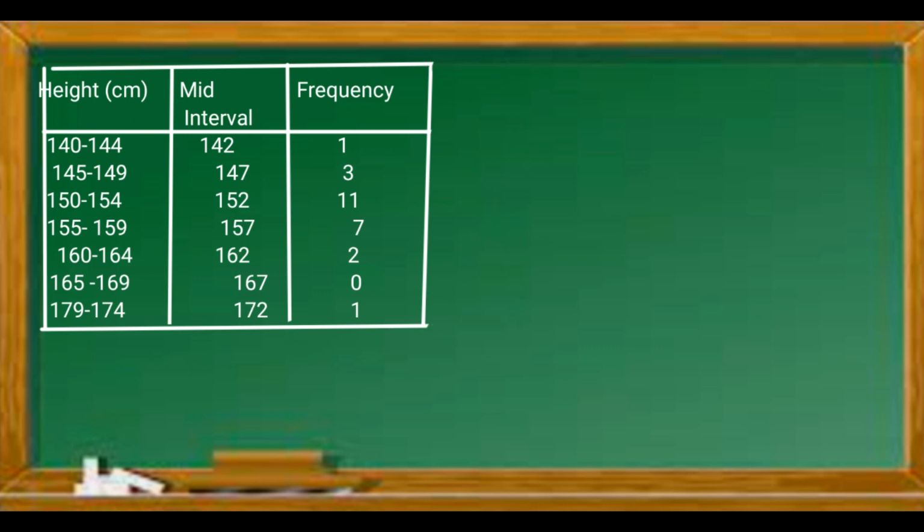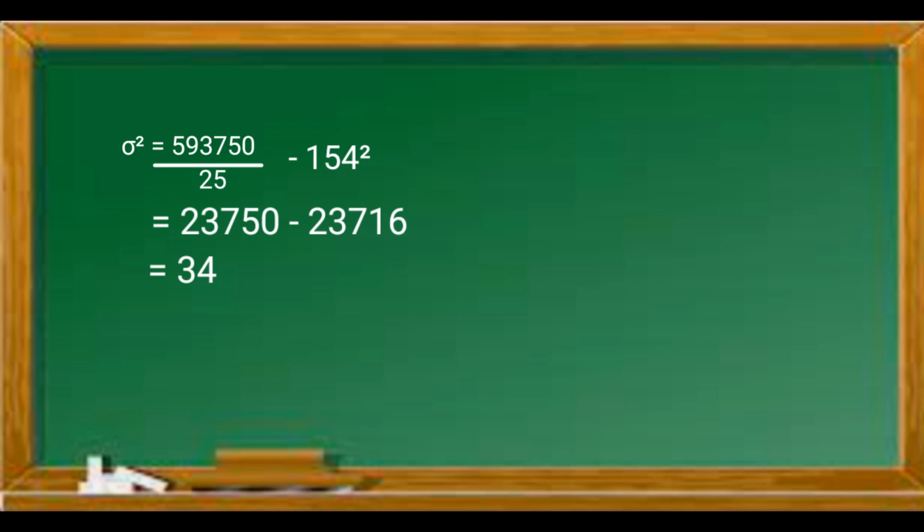593,750. Divide that by the sum of the frequency, which is 25, and minus that by the mean squared. So it would be 23,750 minus 23,716, we get 34. And the standard deviation is the square root of 34, which is 5.83.